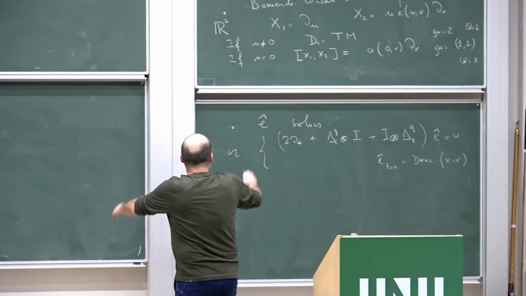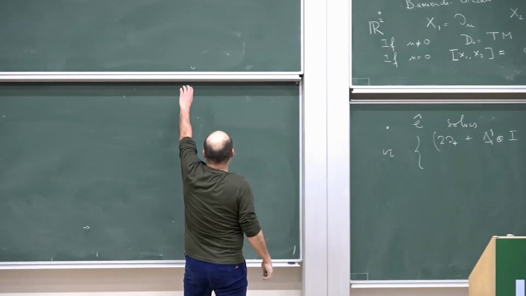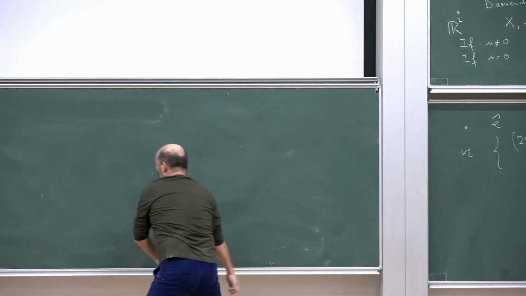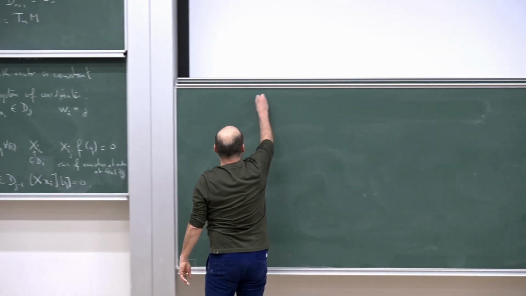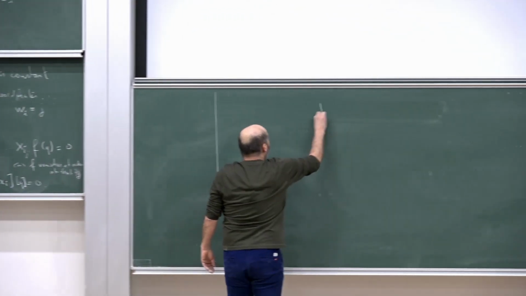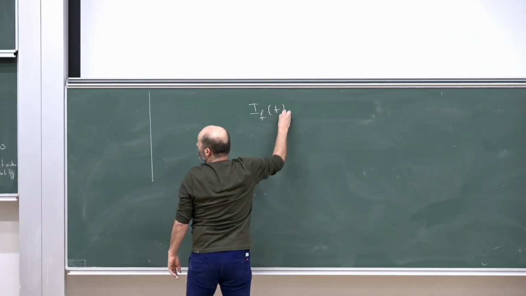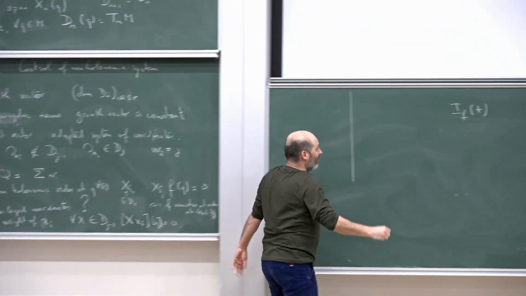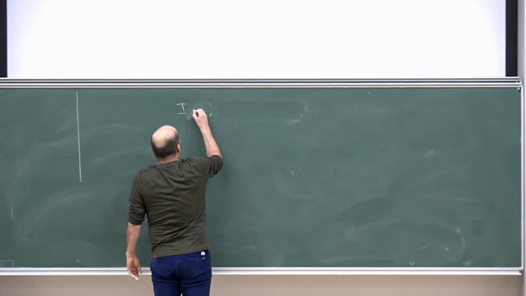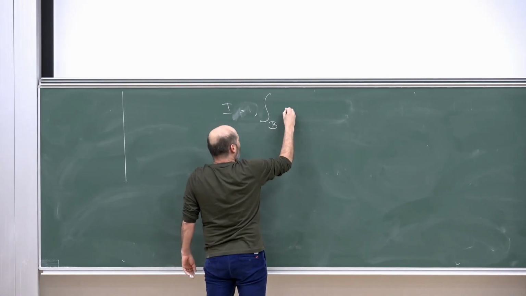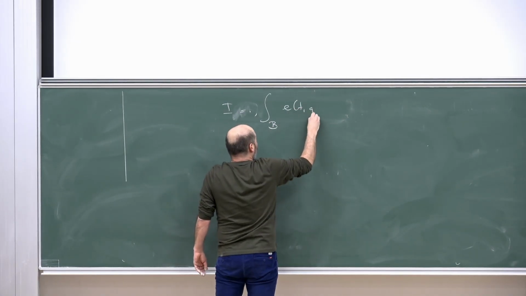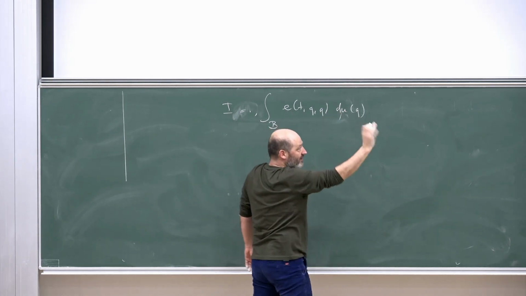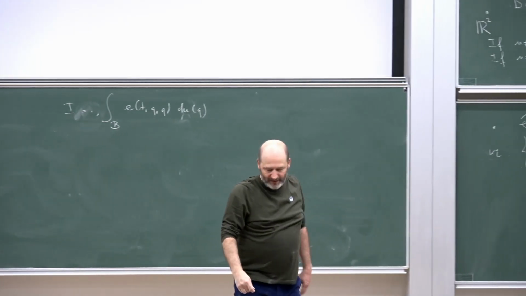So let's try to do the Grushin structure and see how it works. The Grushin structure is like that. So I want to understand I_F(t), which is not written anywhere, but which is the integral. So say I take f equals 1 and I want to integrate this thing. Here dμ is just the Lebesgue measure, du dv.